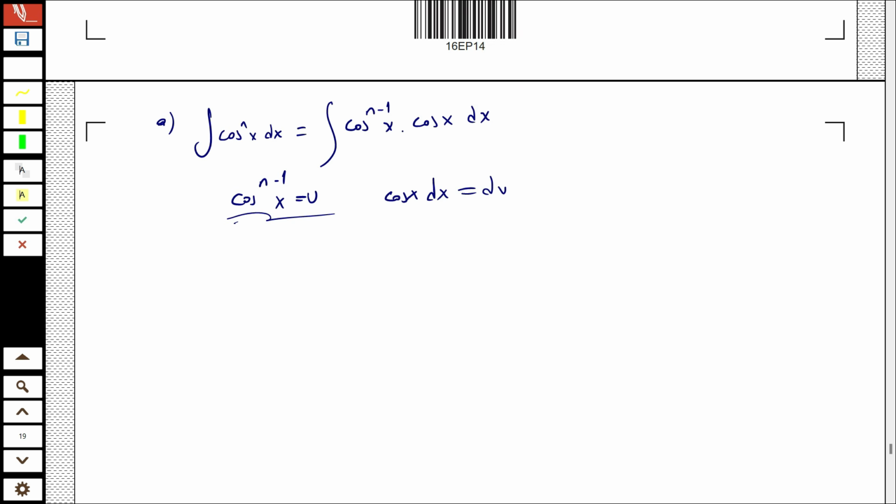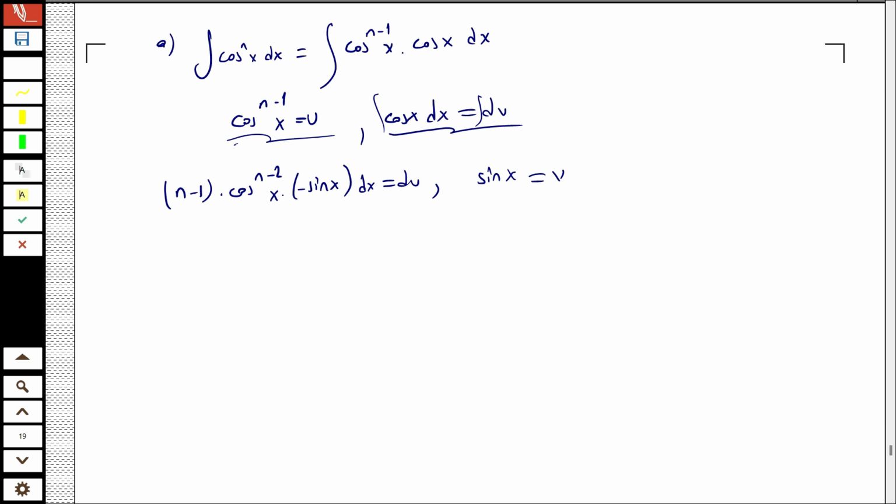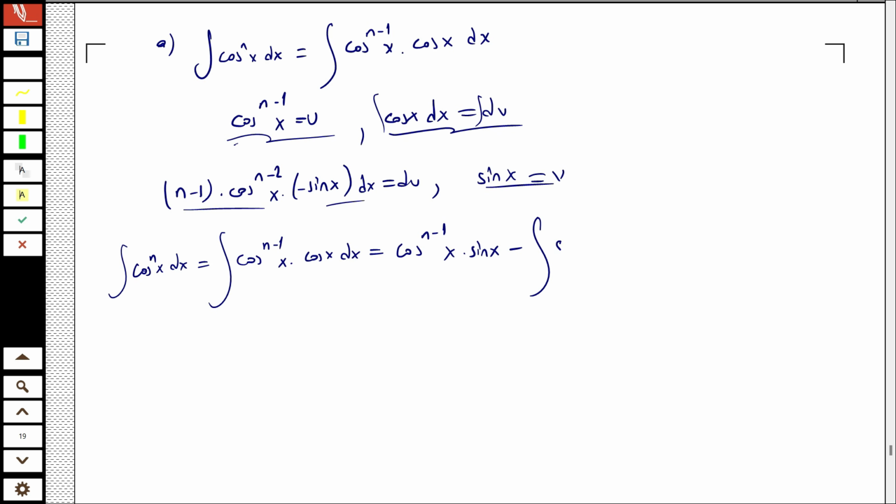So finding the derivative of both sides of the first equation, it will be n minus 1 times cosine to the power of n minus 2 times minus sine x, which is the derivative of cosine, dx equals du, and I'm looking for the integral of both parts to find v. So the integral of cosine is gonna be sine x equals v. In this case, you will write u times v, which is cosine to the power of n minus 1 x times sine x minus v times du, and it is sine x times this one, right?